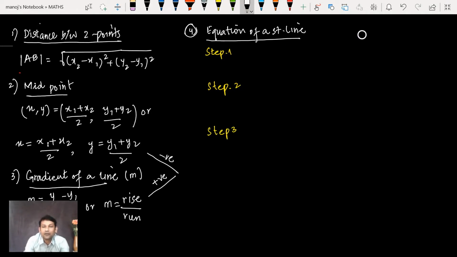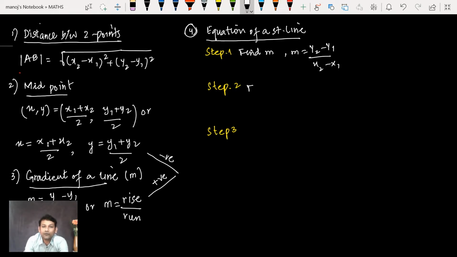Step number 1 is what? In the first step, when you want to find the equation of a straight line, you will have 2 coordinates. So first of all, you have to find the gradient. Find the gradient by using what? M is equal to y2 minus y1 over x2 minus x1. This is your first step. Always we need the gradient. Okay. Step number 2.